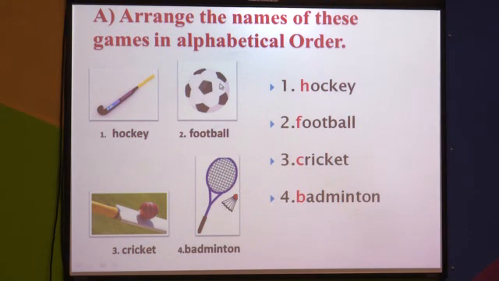These games you know already, and the pictures also you know, for which game which tools or things we are using. For hockey we use a hockey stick, football you already know, for cricket we know the ball and bat, and for badminton we know the racket and bat. So, these game names we have to arrange in alphabetical order.